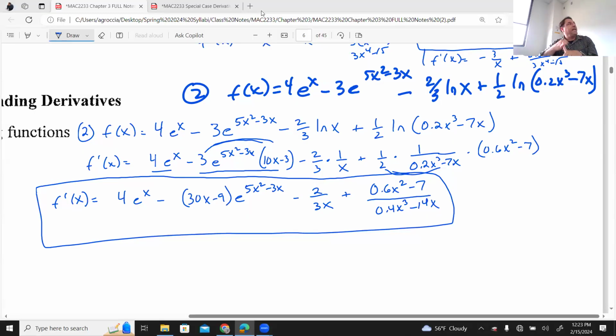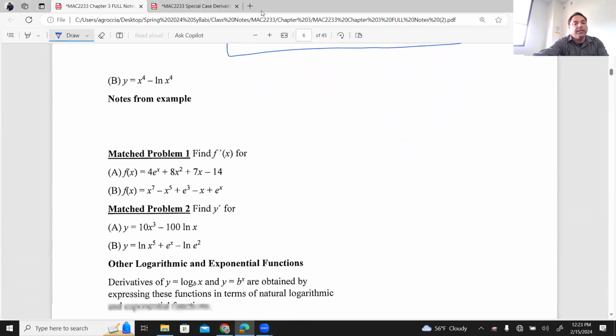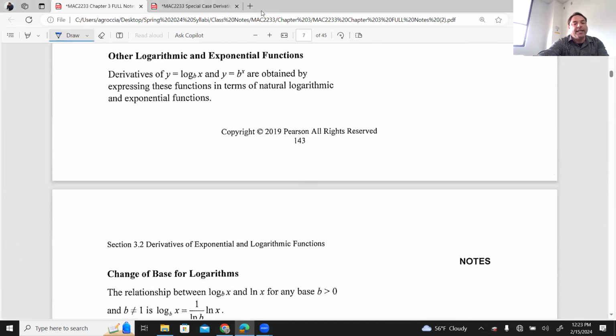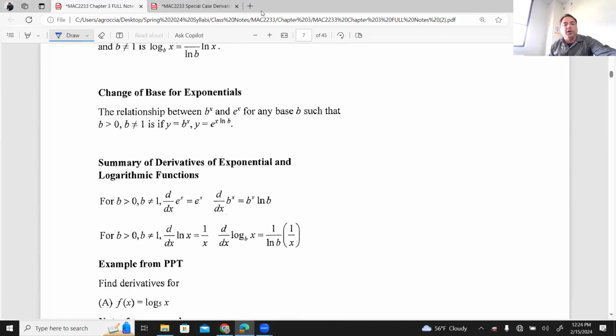First special case, e to the x. Second special case, ln of x. And remember, ln is natural log. So maybe you can guess what the next one's going to be. We're going to take the derivative of log.